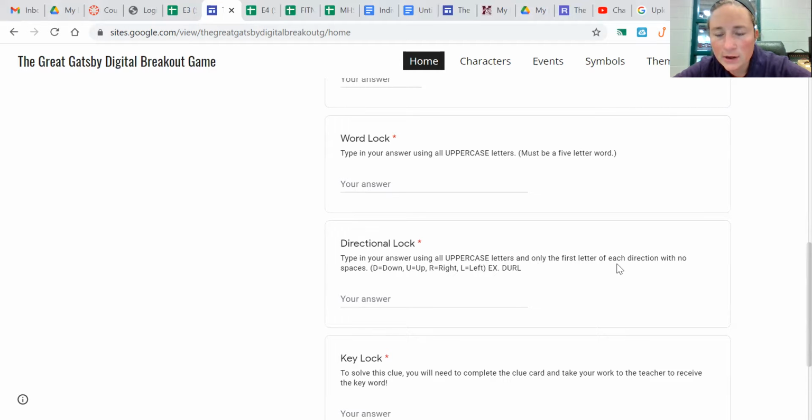All right, so right here it says type in your answer using all uppercase letters and only the first letter of each direction with no spaces. Excuse me, down, up, right, and left.